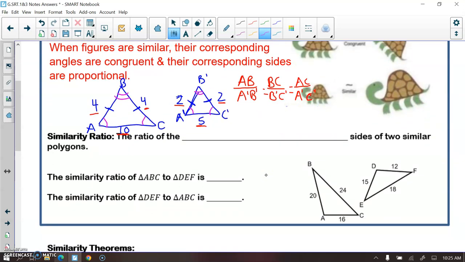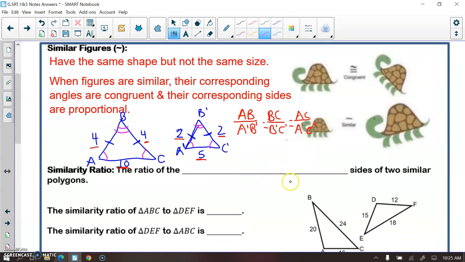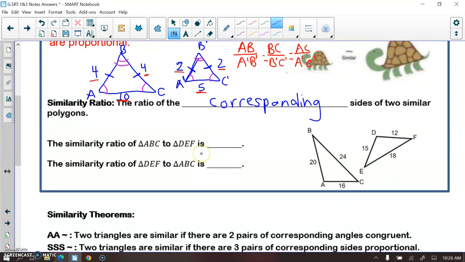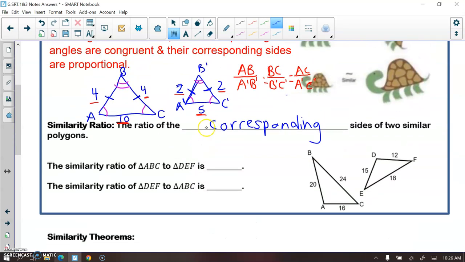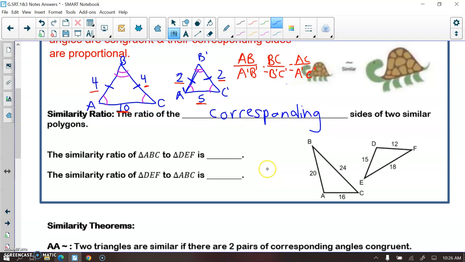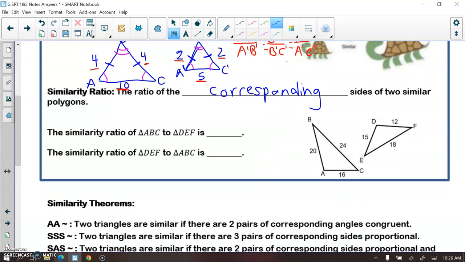All right, so what I just did up above, that's called a similarity ratio. It is the ratio of the corresponding sides of two similar polygons. Typically it's written with numbers, so my ratio would be 4/2 or 2/1 when we reduce, and we should always reduce the similarity ratio.